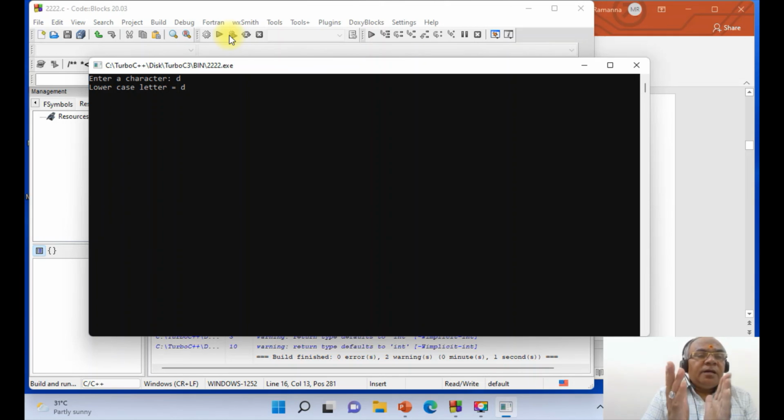So this is how you will be able to convert the uppercase letter into the lowercase letter.